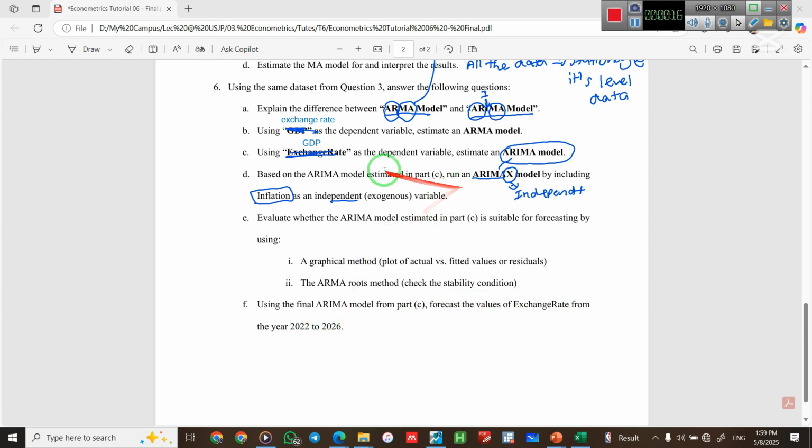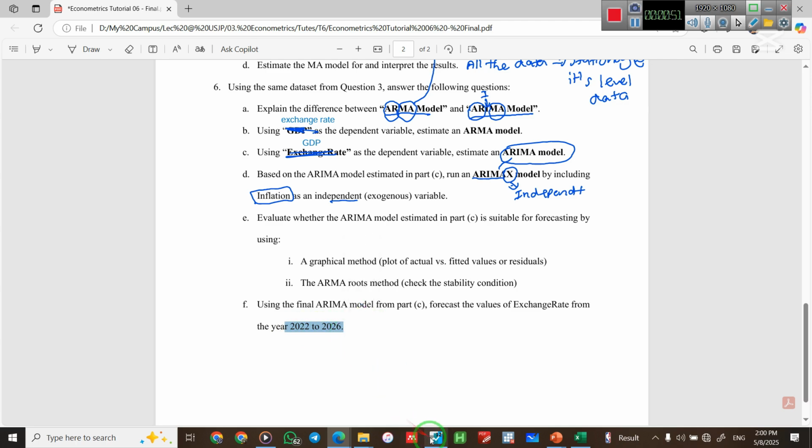Initially in part C we ran the ARIMA model using GDP as our variable, and in part D we checked whether it is suitable for forecasting or not. We determined that the ARIMA model is suitable for forecasting under both of these two methods. Now finally we are going to forecast the values, and the question asks to forecast from 2022 to 2026.